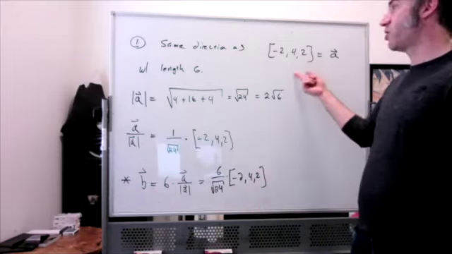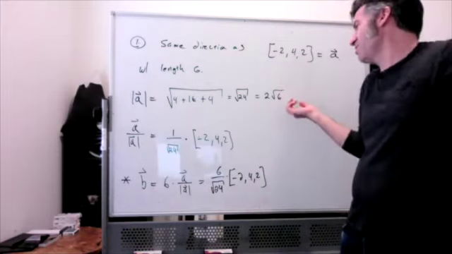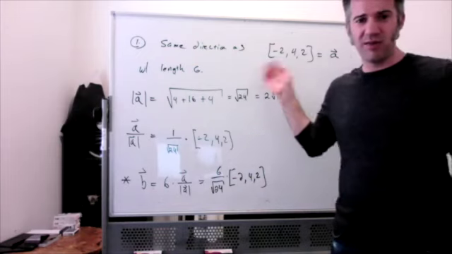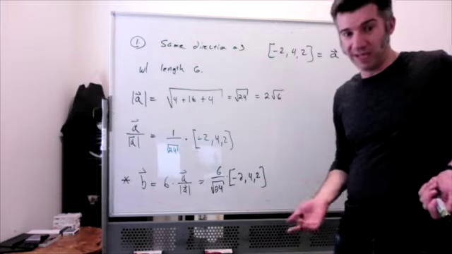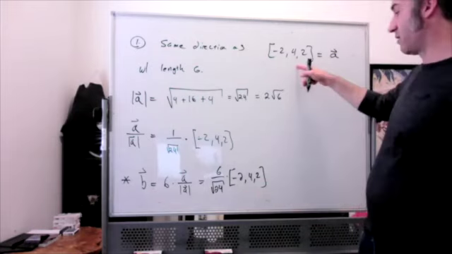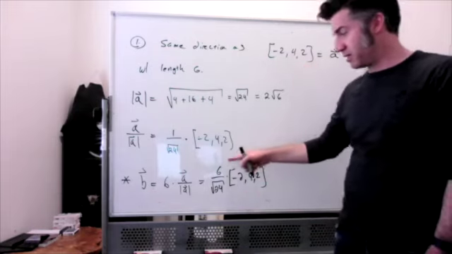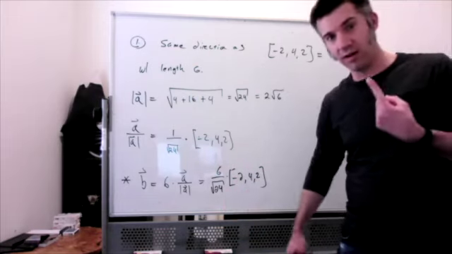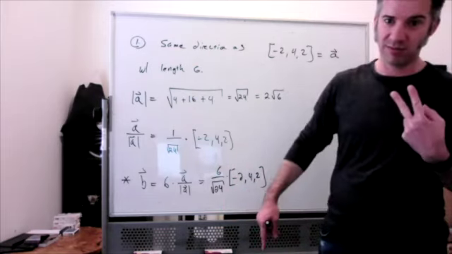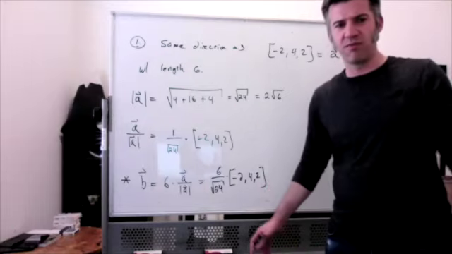You could have found the length of this and just multiplied it by the appropriate number to find the length, which I guess is what we did, right? We found the length of this and then we multiplied by 6/length of it. So we divided by its length to make the length 1, and then we multiply by 6 to make the length 6. Seems a little convoluted, but it's probably the easiest way.